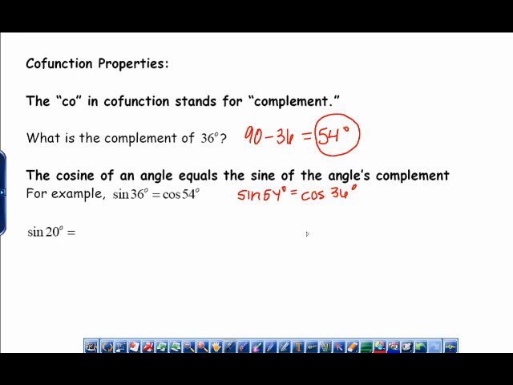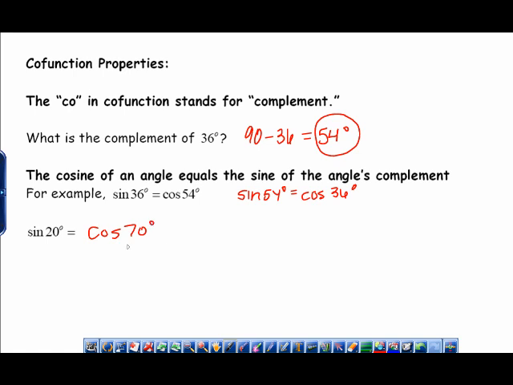And I told you there'd be a day when we kind of review that concept, and this is that day. That's why it's even called cosine, because it's the complement of sine. So let's do another problem. What would sine of 20 degrees be equal to? I'm not asking for an exact value. I'm asking for another statement here. Okay, it would be equal to cosine of 70 degrees.